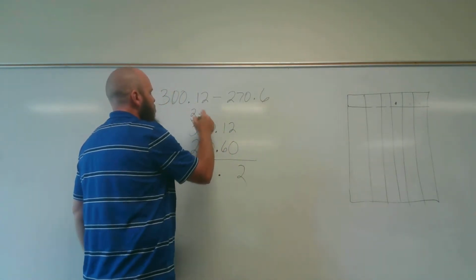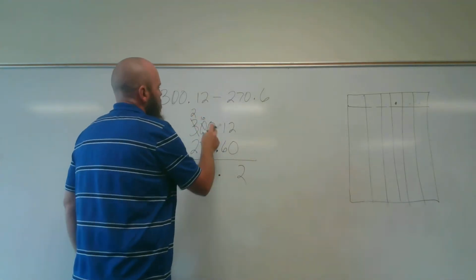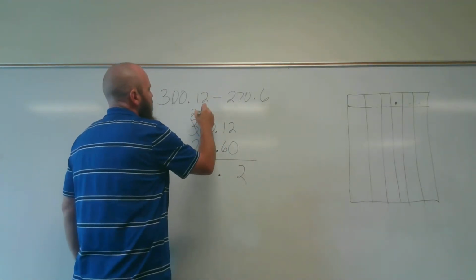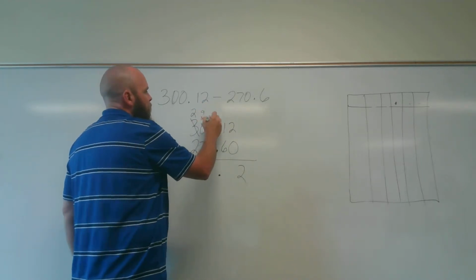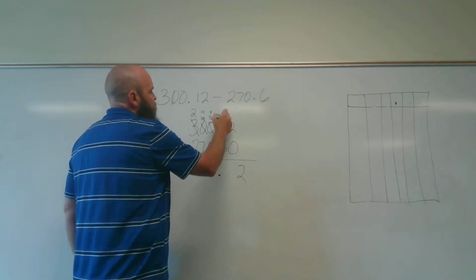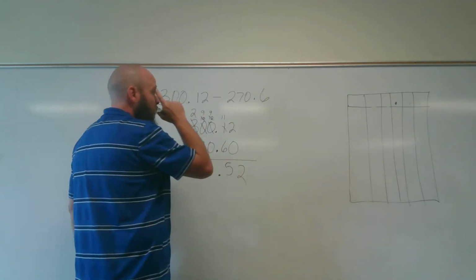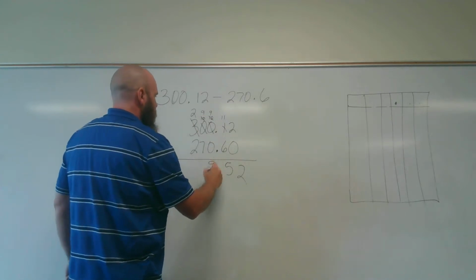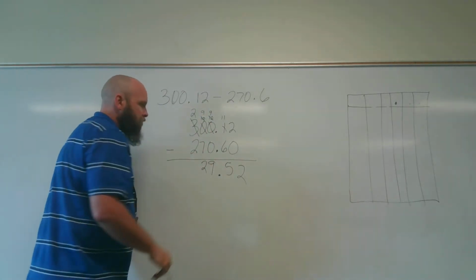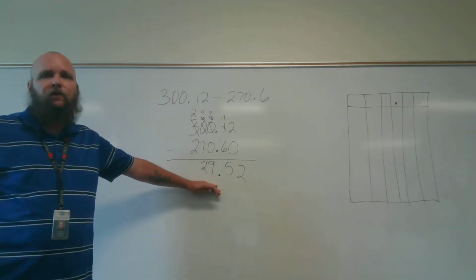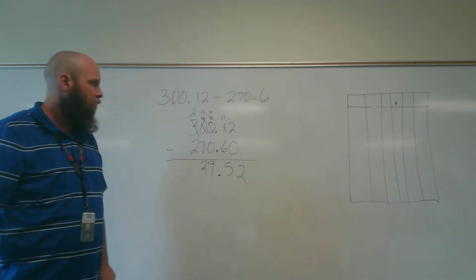We have to come all the way over here. That becomes a 2. This would become a 10. But we still can't, so we have to make this a 9. Then this becomes a 10. But I still can't. So then this becomes a 9. And this becomes an 11. 11 minus 6 is 5. 9 minus 0 is 9. 9 minus 7 is 2. 2 minus 2 is 0. So we have 29 and 52 hundredths, which is near our estimate of 30.